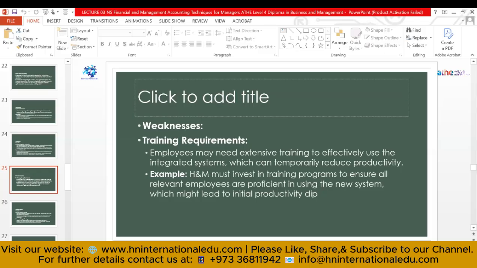H&M must invest in training programs to ensure all the relevant employees are proficient in using the new system, which might lead to an initial productivity dip. Yes, it will cause a minor dip, a reduction in the sales and productivity which we are doing at the moment. But once you are getting the training, you are trained, the loss which you are doing is going to be fulfilled.